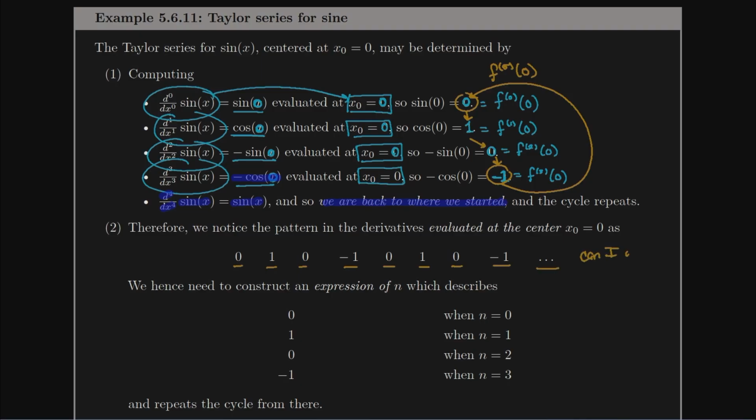Can I write an expression of n which computes this, right? In particular, what were the values of n that I cared about here? This was like n equals 0, n equals 1, n equals 2, n equals 3, n equals 4, 5, 6, 7, right? So those specific values of n, how can I pair 0 to 0, 1 to 1, 2 to 0, 3 to negative 1, and so on?